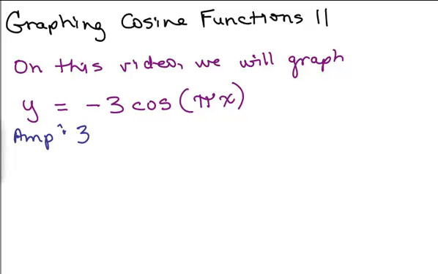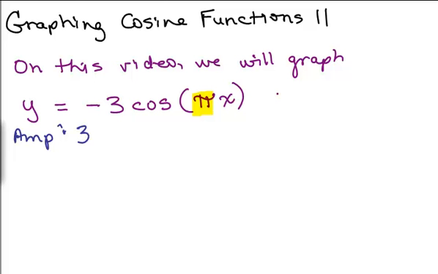The period is going to be affected by this pi in front of the x. Now you're used to maybe seeing a 2 or a 3, but it could be anything, and pi is a number also. So how would I find the period? We take the regular period for cosine, which is 2 pi, and we divide by that coefficient.